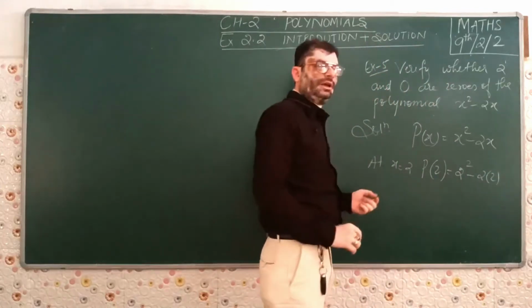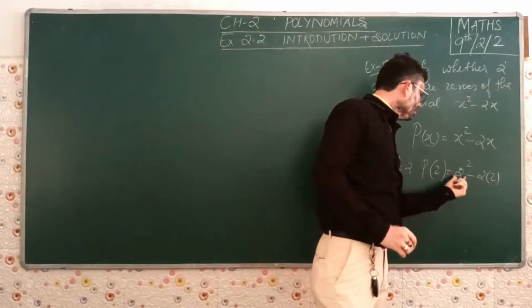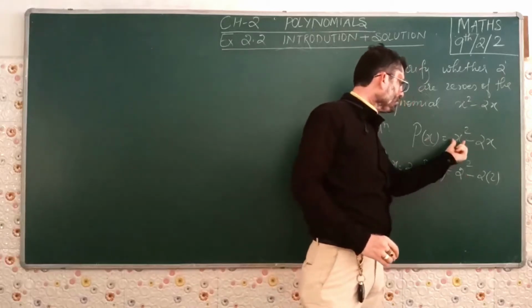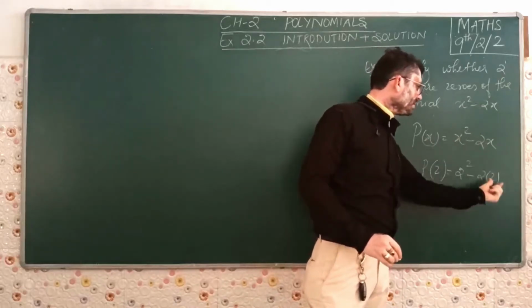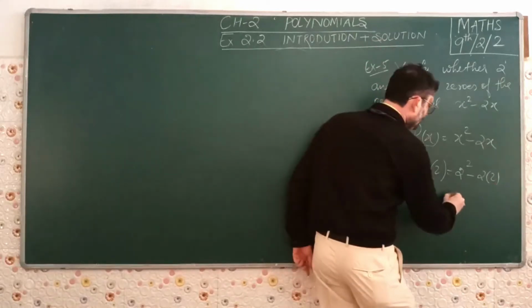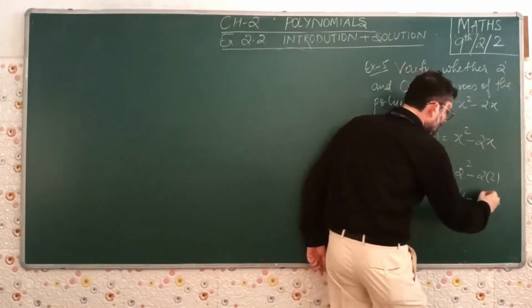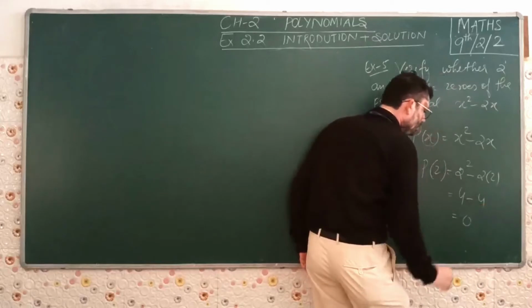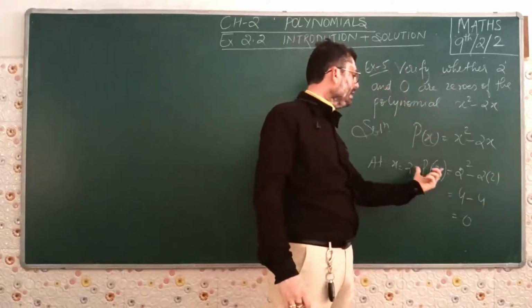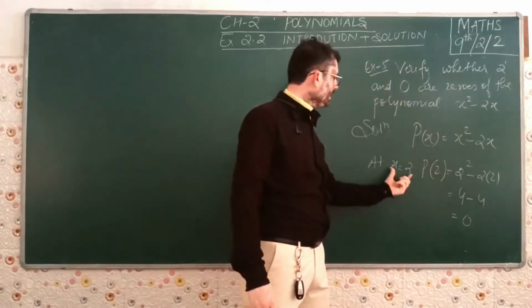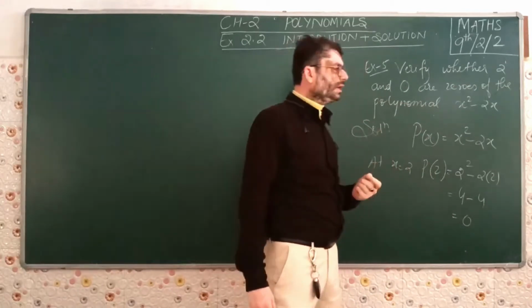In place of x, we have substituted 2. P of x, the x is 2. So here also x is 2, here also x is 2. And then we solve it. 2 square is 4 minus 2 into 2 is 4, and this is equal to 0. That means we have got the value of the polynomial to be 0. So we can say 2 is the zero of the polynomial.